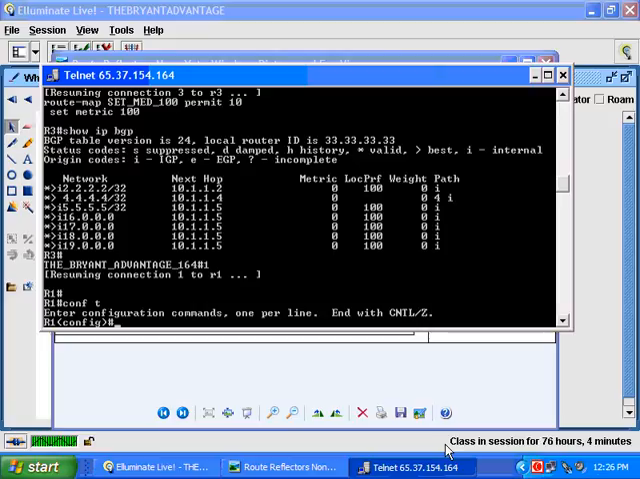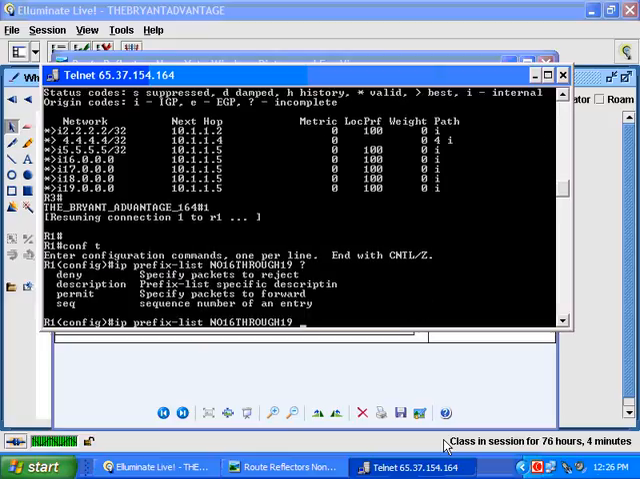And the command to start a prefix list is IP prefix-list. And we're just going to call this no 16 through 19. We're going to make it a deny statement. Let's use IOS help here to see what our options are. Deny, description, permit, and sequence.